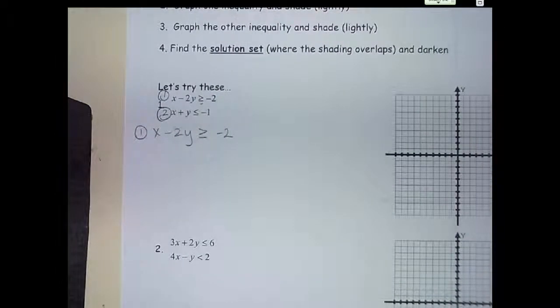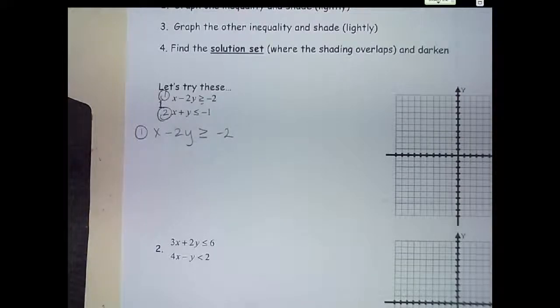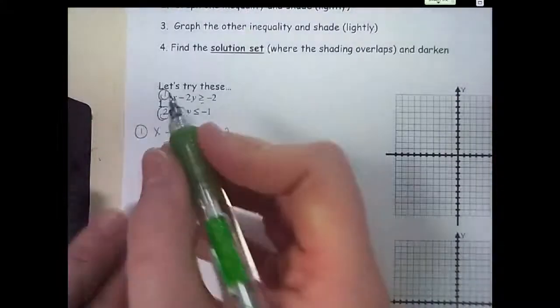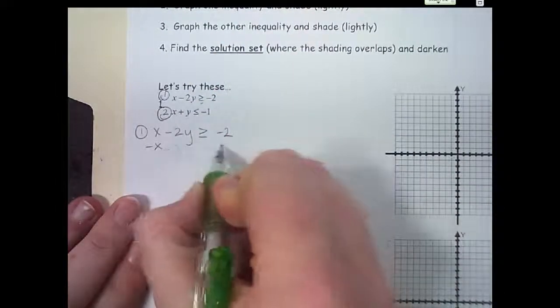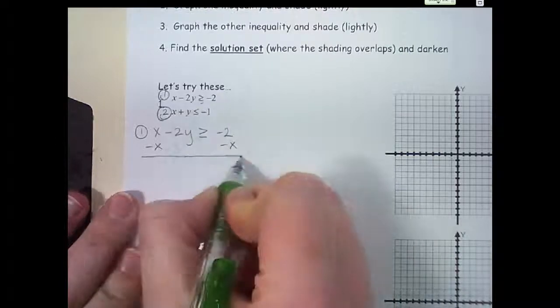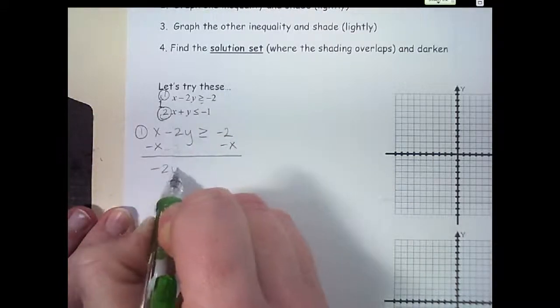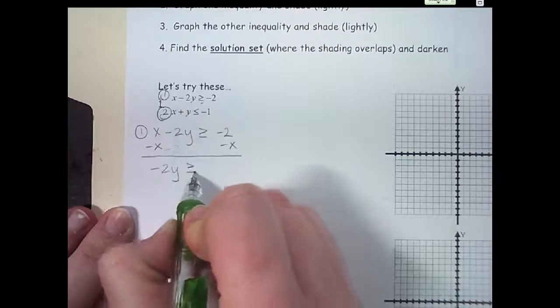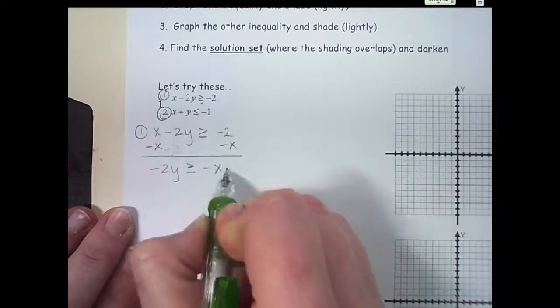Okay, I want to get y by itself. What would you do first? Bring the x over the other side. Perfect. So subtract. It's a positive x, so I want to do the opposite of that. Subtract the x. So negative 2y greater than or equal to negative x minus 2.